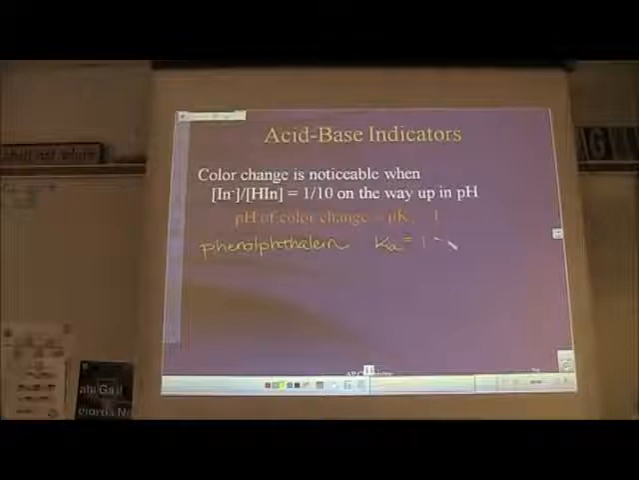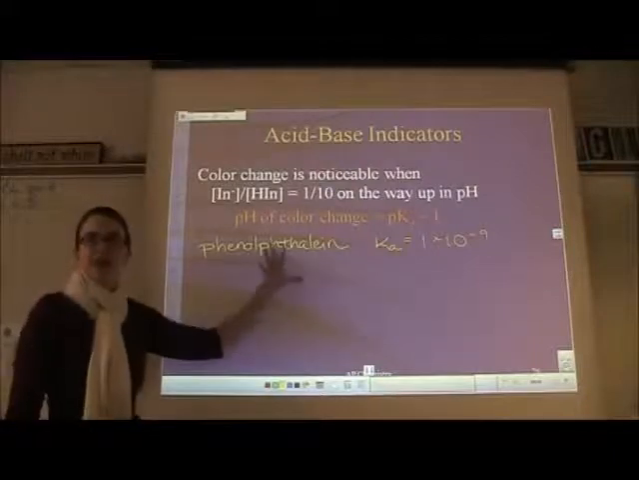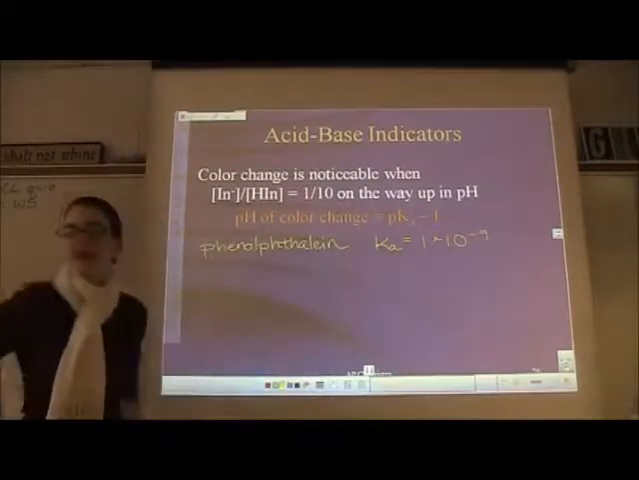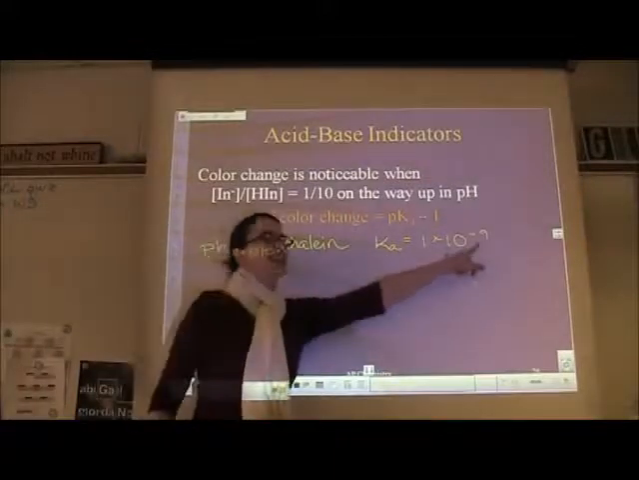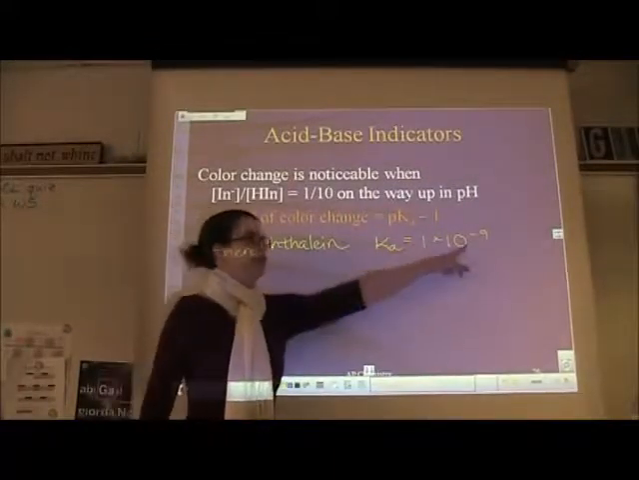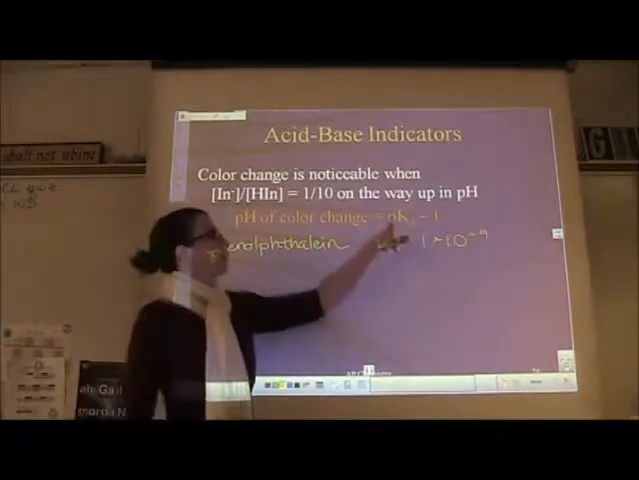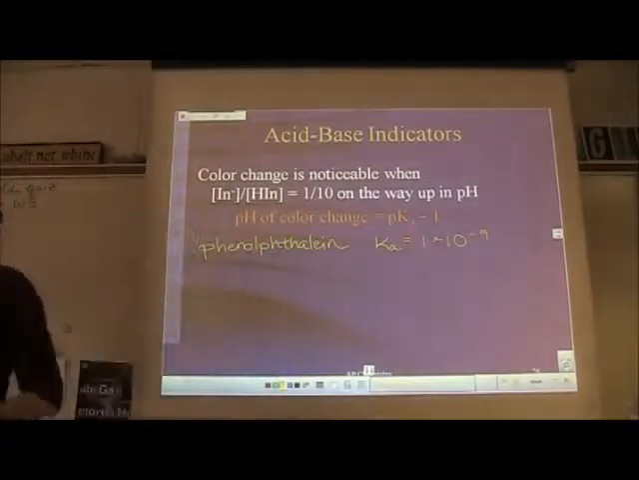And I'm going to tell you, that's not its exact Ka, but that's pretty close. Okay? Remember, indicators are acids, weak acids, so they must have Ka values. If phenolphthalein has a Ka value of 1 times 10 to the negative 9th, could you please tell me what its pKa value is? 9. It's 9, okay? If this is the Ka, when you take the negative log of this number, you will get the number 9, okay? What's 9 minus 1? 8, okay?